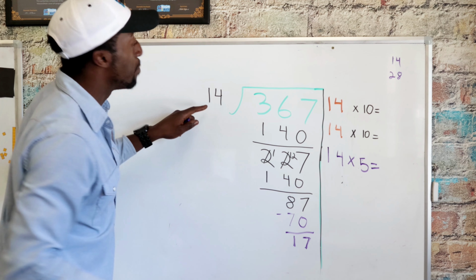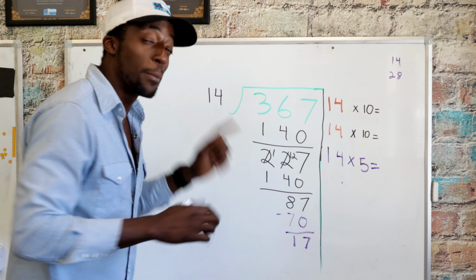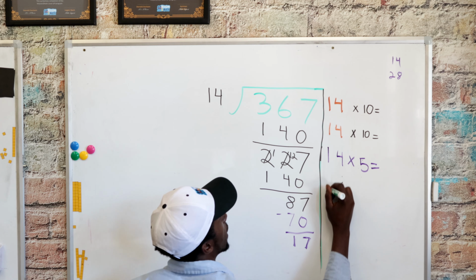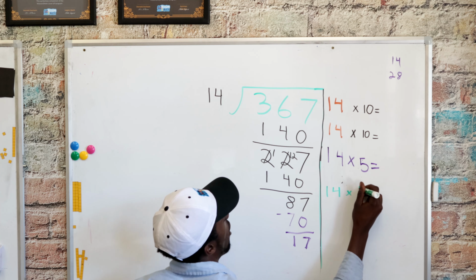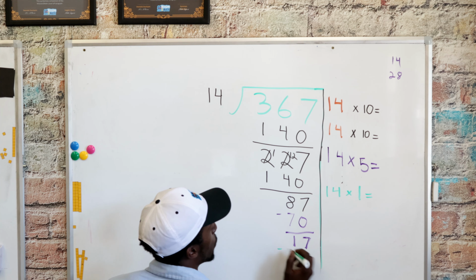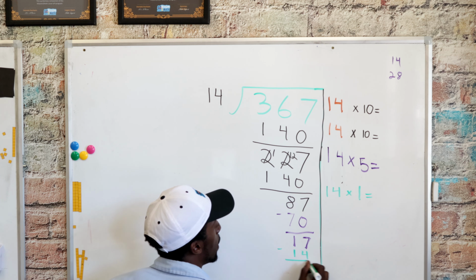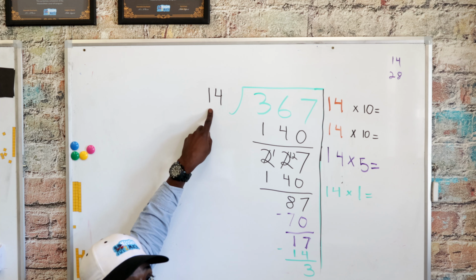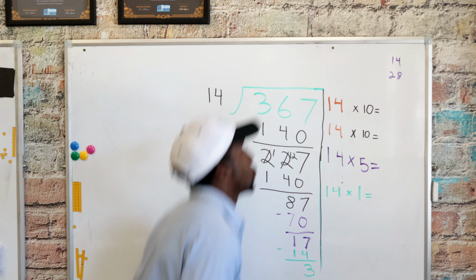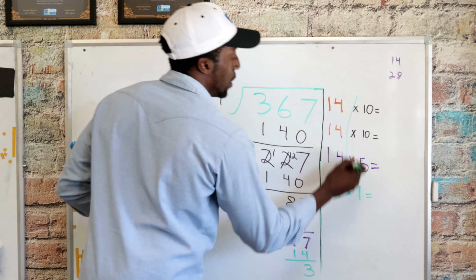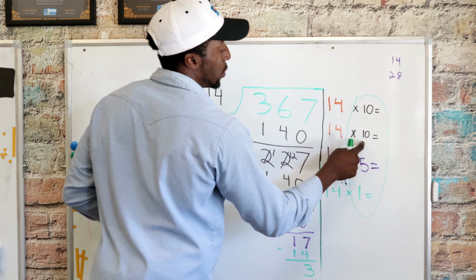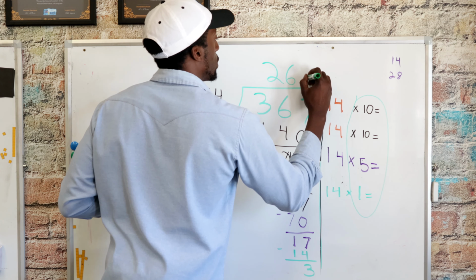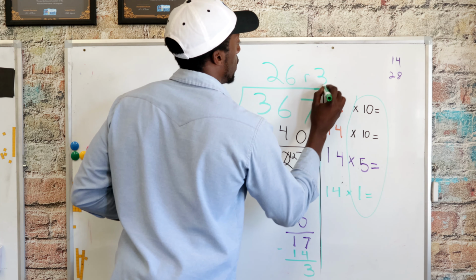Now, is 17 bigger than 14? Yes, we know it is. So that means we can still take out a little bit more. What we're going to do is just take out 14 times 1. So that's all that we can get, right? 14 times 1, which we know equals 14, leaving us with 3. And remember, once we have an answer that is smaller than our divisor, then that becomes our remainder. So we add up all of these factors here, 10, 10, 5, and 1. That gives us 26. Don't forget your little guy, remainder of 3.